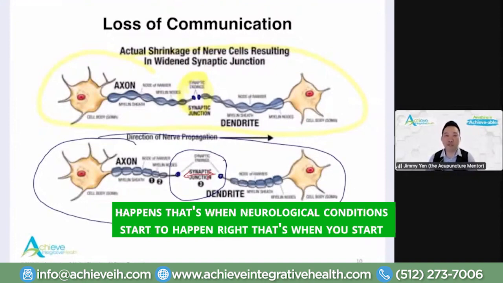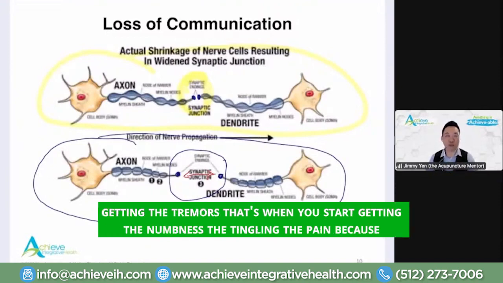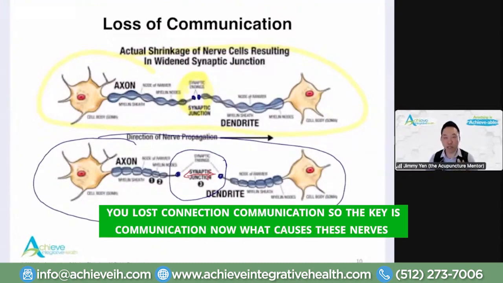And then when that happens, that's when neurological conditions start to happen, right? That's when you start getting the tremors. That's when you start getting the numbness, the tingling, the pain, because you lost connection, communication. So the key is communication.